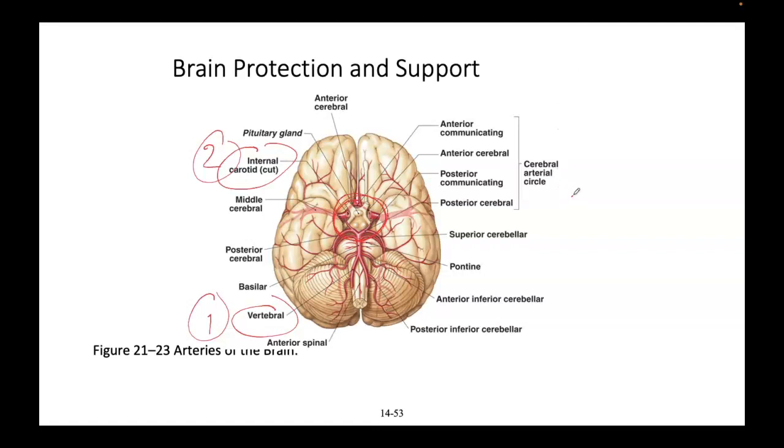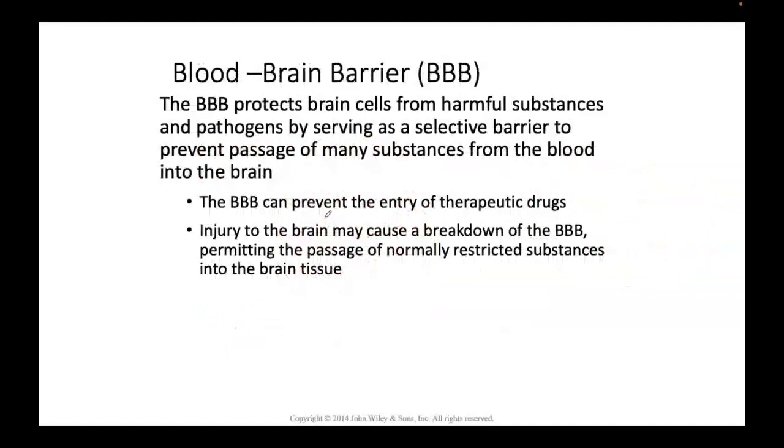So when we learn about the circle of Willis, the circle of Willis is the circle that exists right here that finds a way of creating blood supply to all the different parts of the brain. And again, we'll cover that mostly when we get into the cardiovascular system.